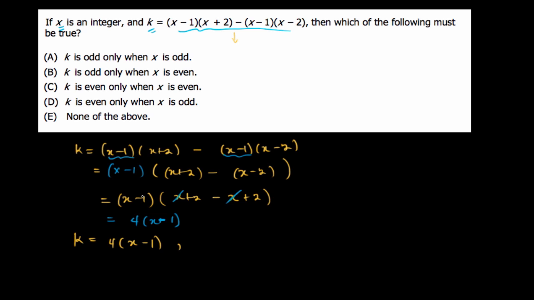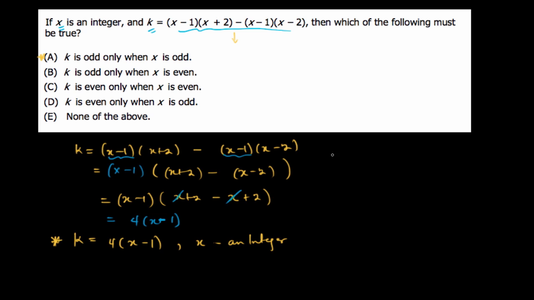And then we also know again that x is an integer. So now I'm going to draw inferences from these two statements and then use those inferences to answer which of these options are true. Now from the first statement here, it says k is odd only when x is odd. So let me go to k. That's for the first one.